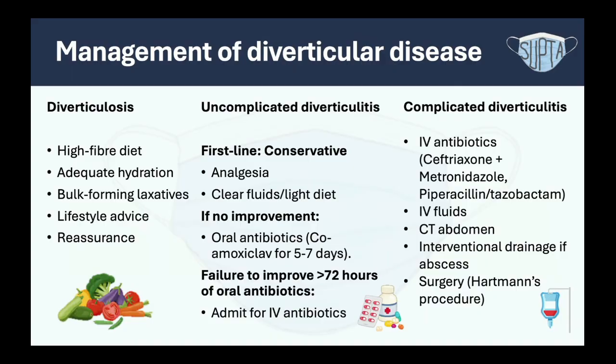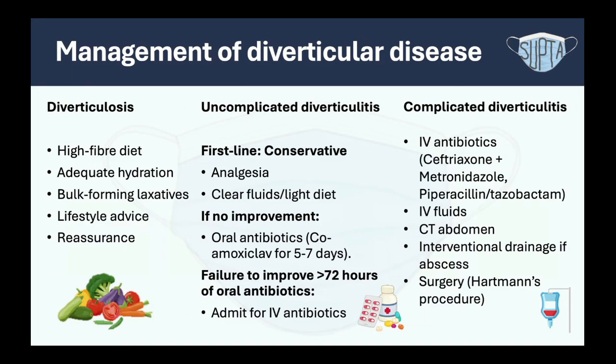If the symptoms don't improve from conservative management, we would consider oral antibiotics such as amoxiclav for 5 to 7 days. If that doesn't work after 72 hours, then the patient should be admitted for IV antibiotics. And at the top end of the spectrum, we have complicated diverticulitis, and this is when the inflammation has led to complications that we just discussed, like an abscess, perforation, fistula, etc. And this is a lot more serious in comparison to diverticulosis and uncomplicated diverticulitis. Therefore, it requires more aggressive management.